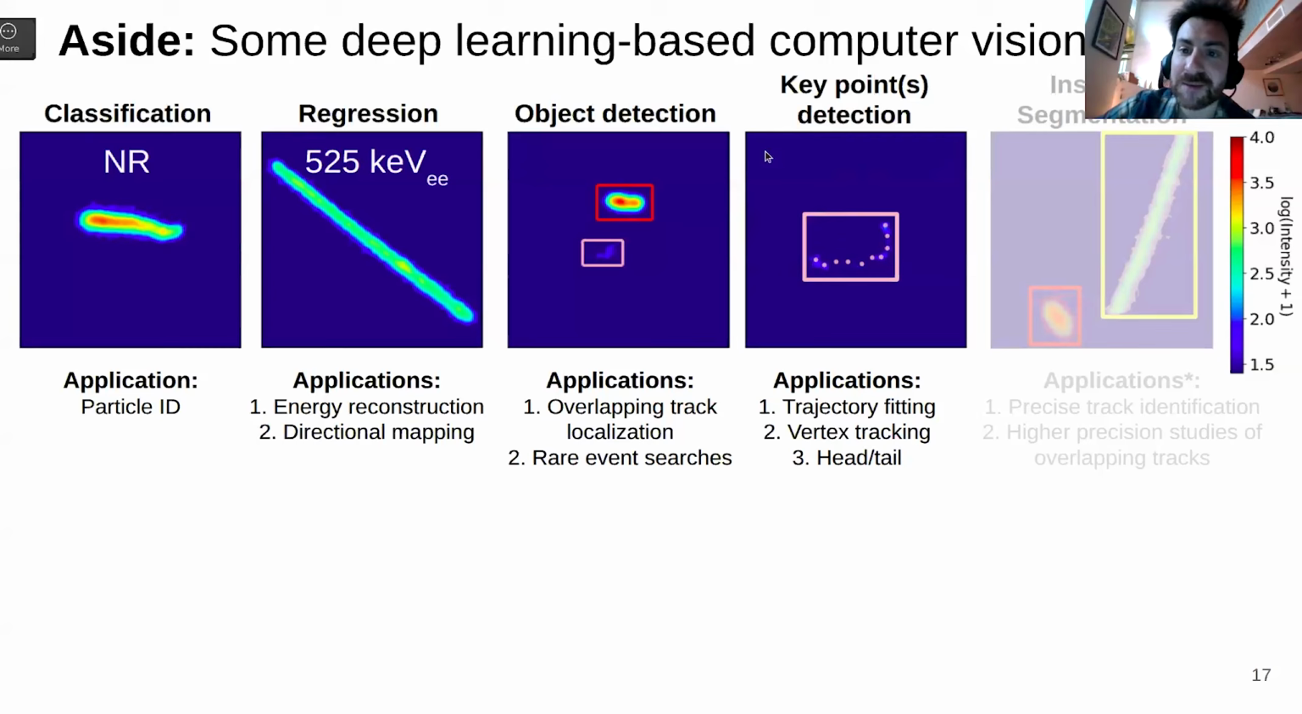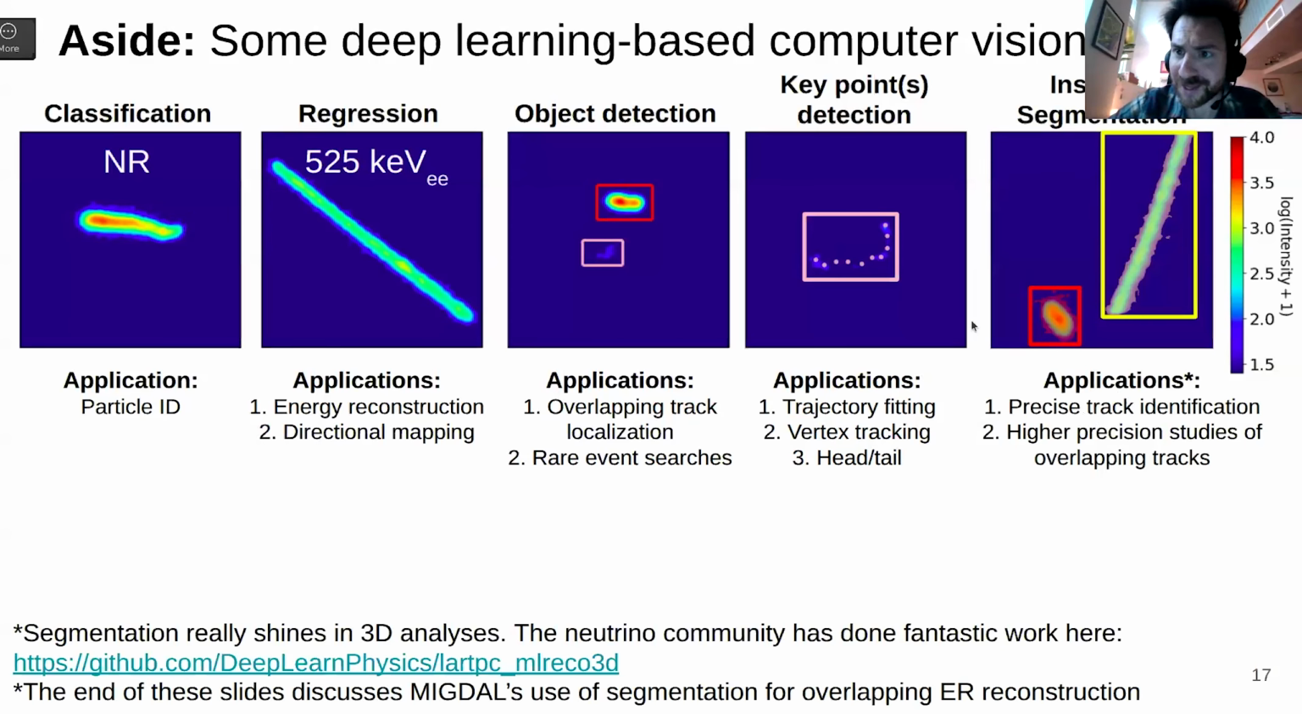But you can take object detection a step further and do something called key point detection, where for each object that's detected, you can train an algorithm to identify a discrete set of key points within that object. So in particle physics, you could use this, for instance, for trajectory fitting, for tracking decay vertices, for tracking the directions of tracks, so where the head and the tail of the track is. And then there's also various forms of segmentation.